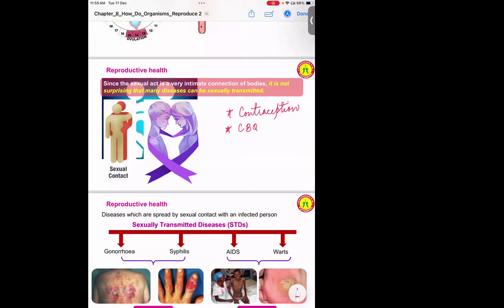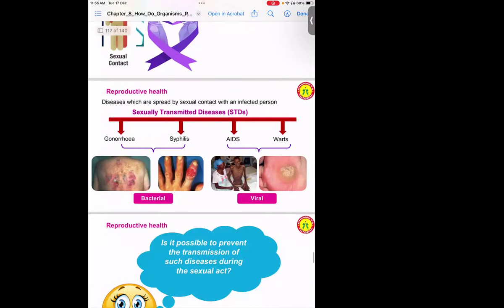During the reproduction process, sometimes diseases also get transmitted. We have to make sure that reproduction happens but disease transmission does not, from male to female or from female to male. That is why we have reproductive health. Some diseases transfer through sexual contact with an infected person, like gonorrhea, syphilis, AIDS, and warts. Very important. They ask for two examples of bacterial disease, which are gonorrhea and syphilis, and two examples of viral disease, which are AIDS and warts.